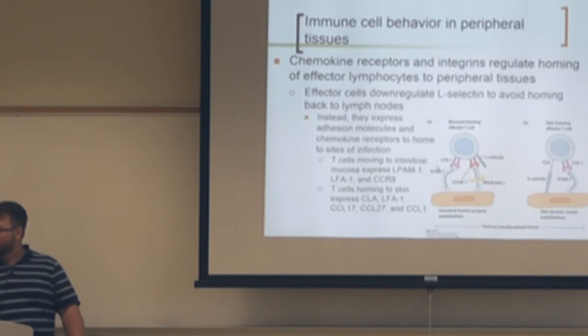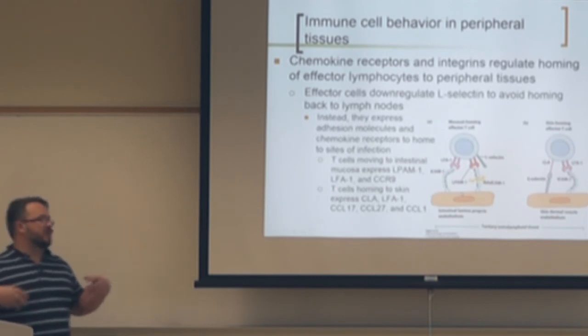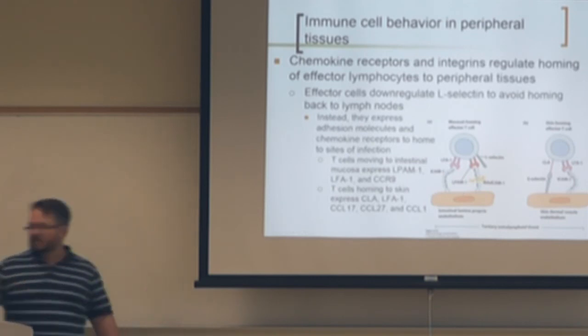Different tissues have different chemokines, and chemokine receptors on different cells will direct them to different tissues. So even though you do find lymphocytes in all the tissues, it isn't always as random as it may seem.